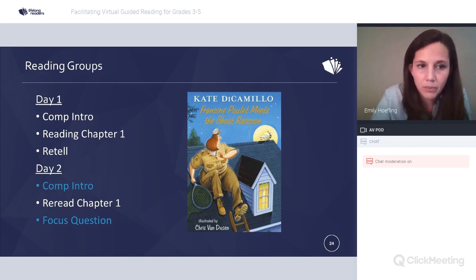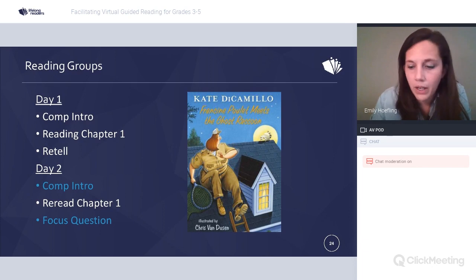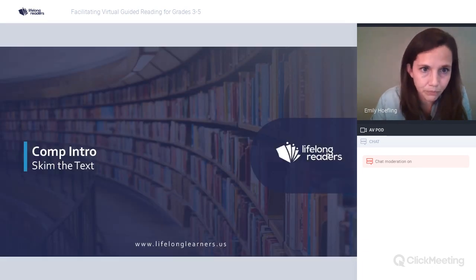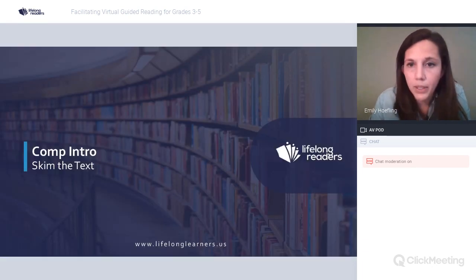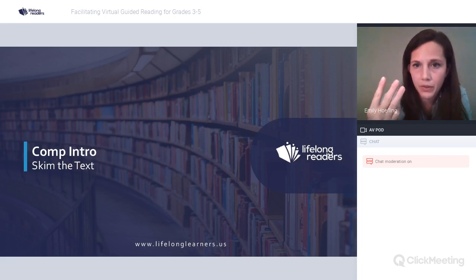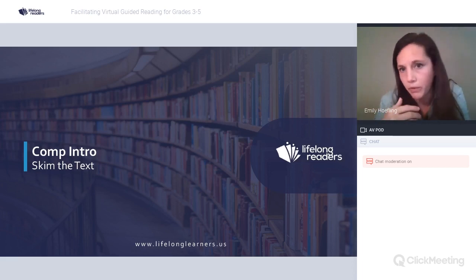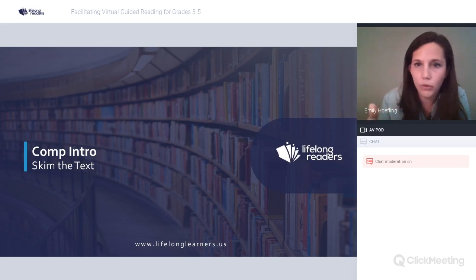Otherwise, it's a similar process. Now, remember, the comp intro is really three things. You're telling them their comprehension skill, whether it's perspective or motivation or theme. And at these levels, you're just saying it pretty quickly. And then the other is there's a reading habit. And I'm going to say skim the text is the most important reading habit from levels K and above.